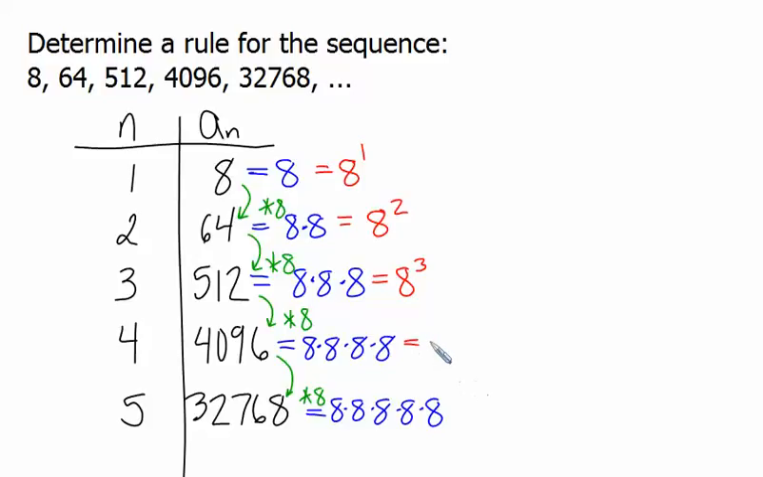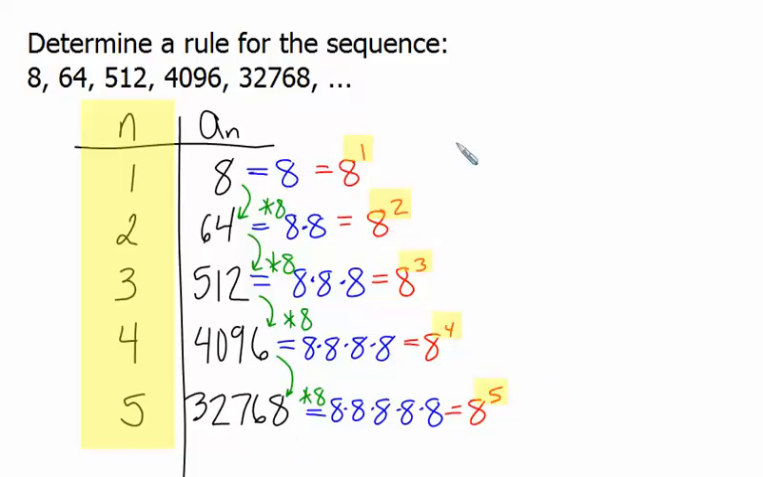Well, when there's 4 of them multiplied together, that's 8 to the fourth. And with 5 of them multiplied together, that's 8 to the fifth. Keep in mind what we're trying to do. We're trying to take the left-hand side of this t-chart, the values of n, and use those to generate an algebraic expression for the right-hand side of our t-chart.